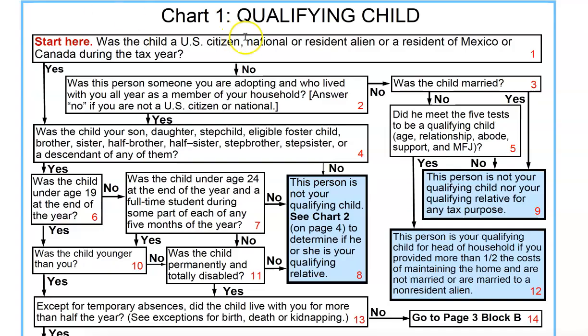All right, let's try chart 1 again. So Raymond is a U.S. citizen, yes. Is a son, yes. He was not under 19. And here's where we go different. Raymond was under the age of 24, yes, but he was not a full-time student. So we go to no, and we are going to chart 2 because Raymond is not a qualifying child.